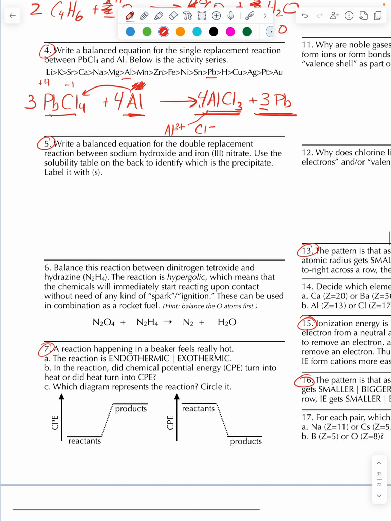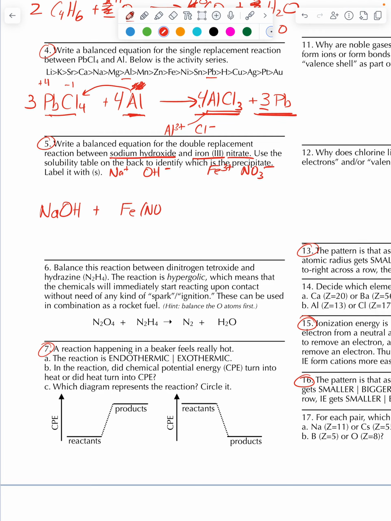Okay, let's do a double replacement reaction. Sodium hydroxide. Sodium likes to form +1, and hydroxide is -1. So that's going to be NaOH, right? This tells me it's iron 3+, and nitrate is NO3-. So the other reactant is FeNO3, right?